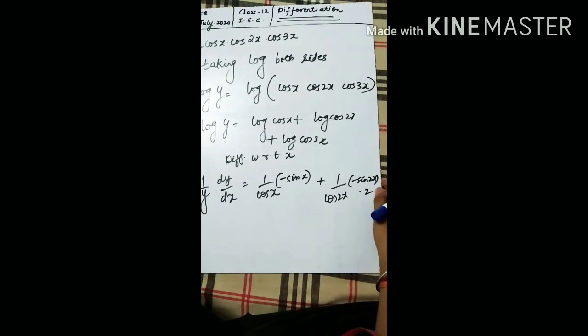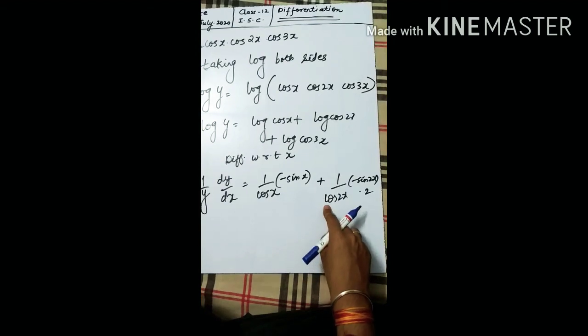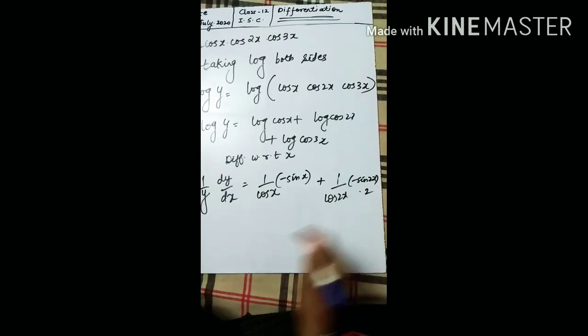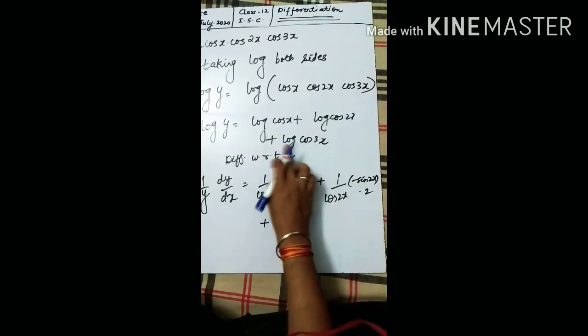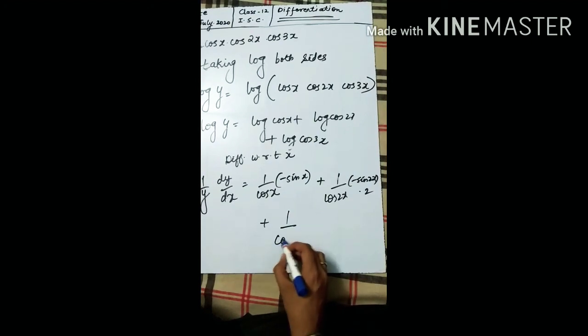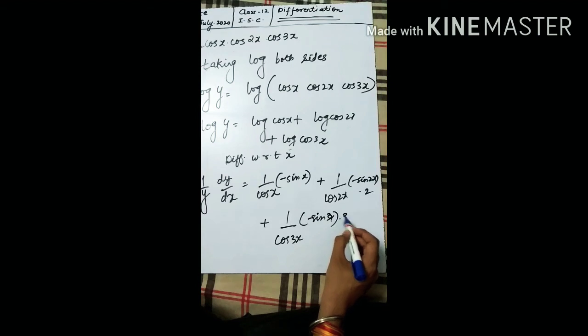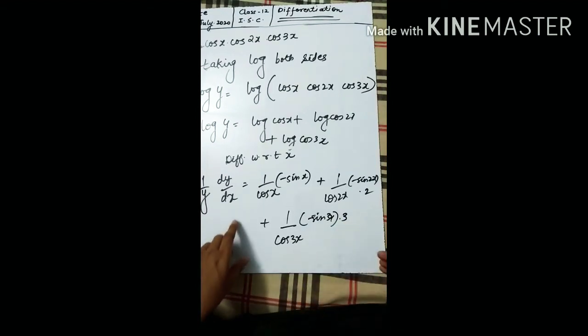Why? Because first of all, log is what? 1 upon cos 2x. Then cos is what? Minus sin 2x. Then the derivative of 2x will be this 2. Plus log cos 3x, so 1 upon cos 3x into minus sin 3x into 3. Now what will be your answer?